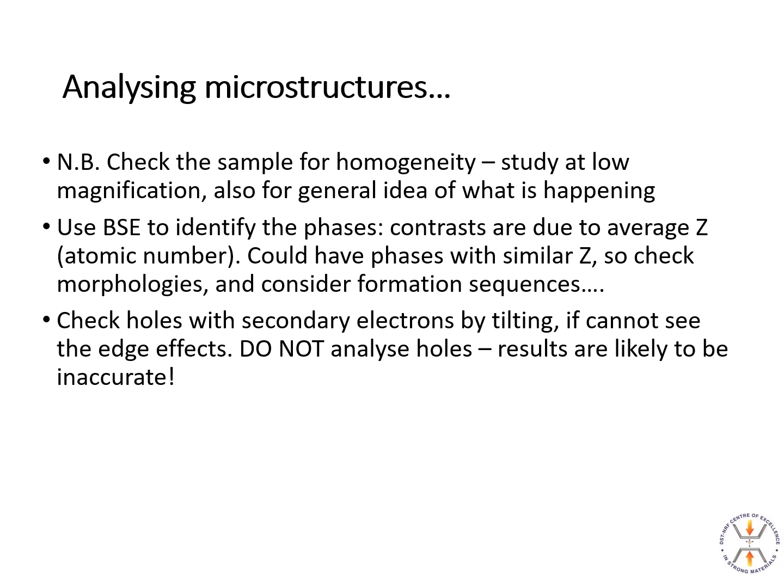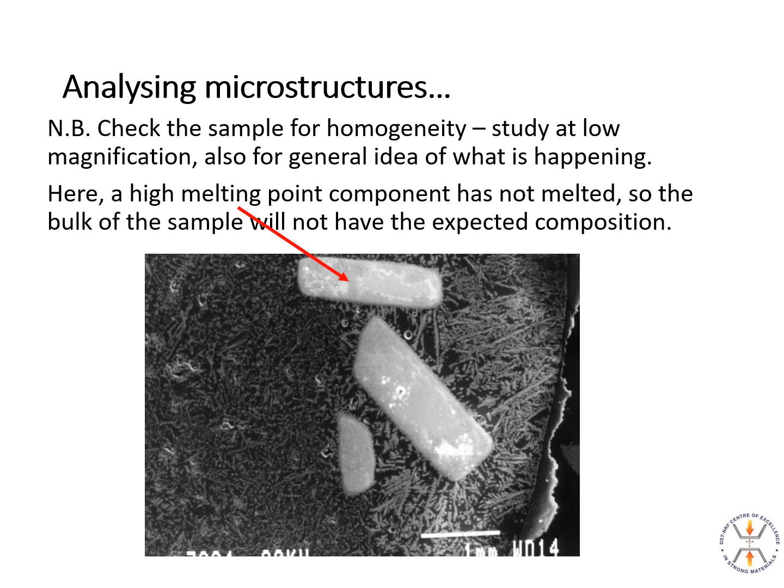You use backscattered electrons to identify the phases, which will have different contrasts due to the average atomic number. Now, you can have phases with similar average atomic number, so you need to check the morphologies and consider the formation sequences. Think of the interpreting microstructures presentation that I've done. You need to check holes, if we've got any holes, with secondary electrons, and you do that by tilting if you cannot see the edge effects. You do not analyze holes, because the results are likely to be inaccurate and a waste of your time.